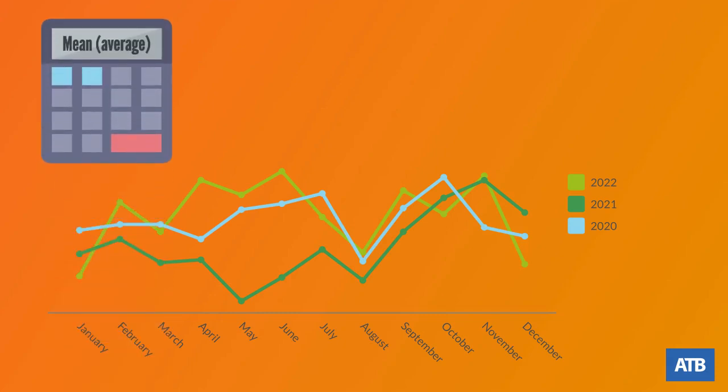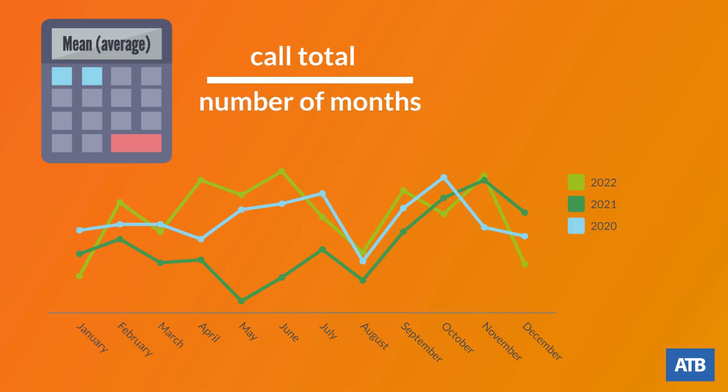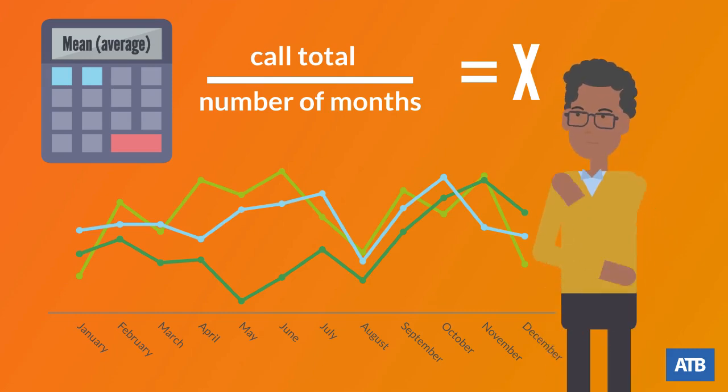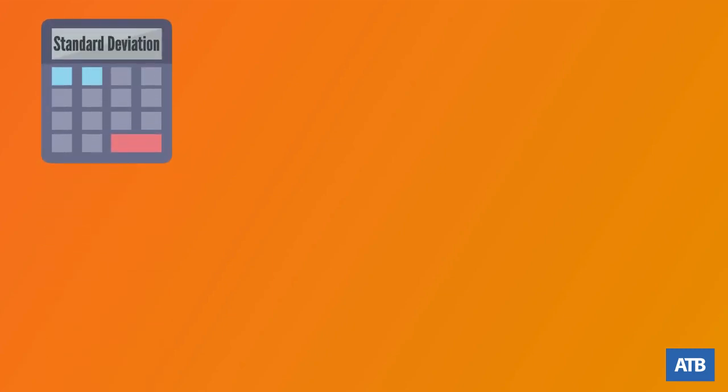So he calculates the mean or average by taking the total number of calls and dividing it by the number of months. Bob gets back a number, let's call it X. But now it's time to get more curious and creative by questioning the answer. How trustworthy is X? Can Bob really use it to predict call volumes for September? To answer this, Bob decides to calculate the standard deviation. This will tell him how stable the prediction of X is going to be.